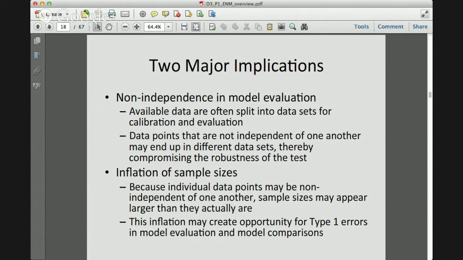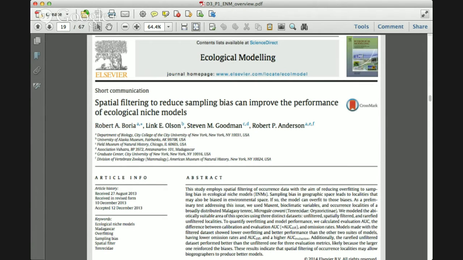Spatial autocorrelation causes non-independence in model evaluations, and it also causes inflation of sample sizes. So both of those are pretty important and pretty damning when you try to use a data set and don't take into account spatial autocorrelation. So here's a paper that we can also post for you that talks about spatial filtering as a way of improving model performance.